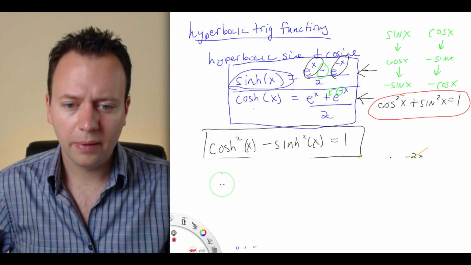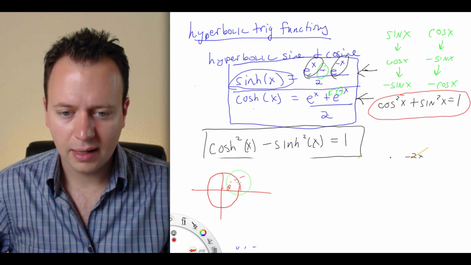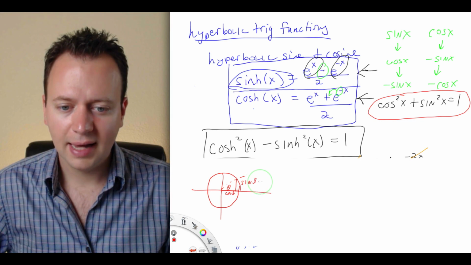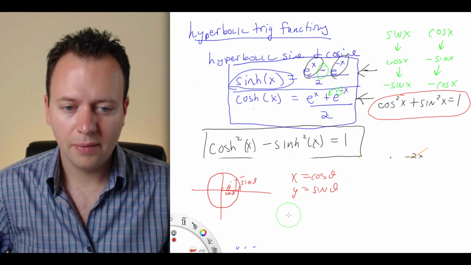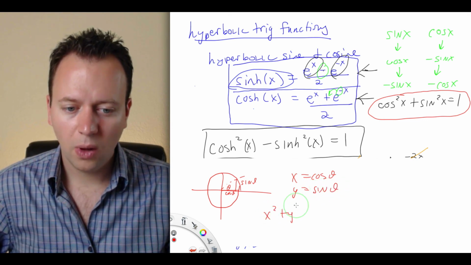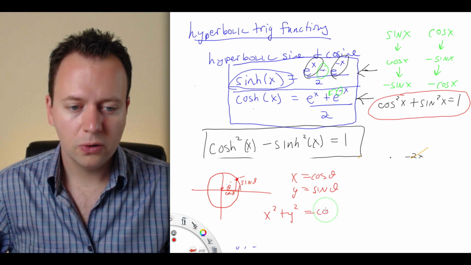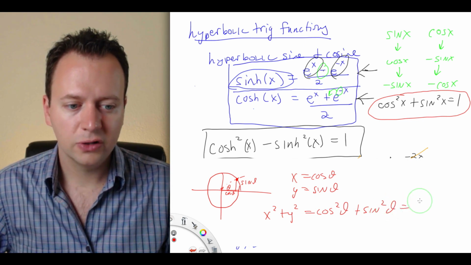So in particular, this describes the unit circle. So on the unit circle, I have an angle theta, and then the position is going to be cosine of theta is x, and sine of theta is y. So we have x is equal to cosine of theta, y is equal to sine of theta. So x squared plus y squared is going to be cosine squared of theta plus sine squared of theta, and that's just equal to 1.